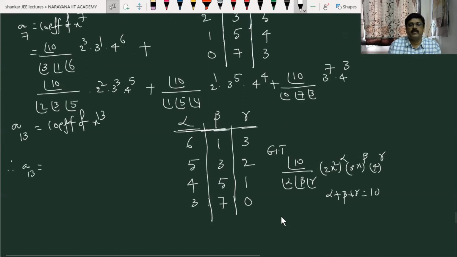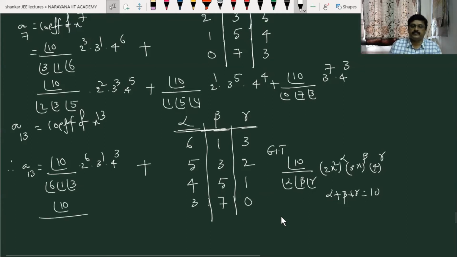Therefore, A13 is going to be, keep this data, 10 factorial upon 6 factorial into 1 factorial into 3 factorial. If alpha is 6, it is 2 power 6, beta 1, 3 power 1, 4 cube. Okay, next, plus next term, 10 factorial upon 5 factorial, 3 factorial, 2 factorial. Into 5, 3, 2 means what comes, students? 2 power 5, next 3 cube, next 4 square.